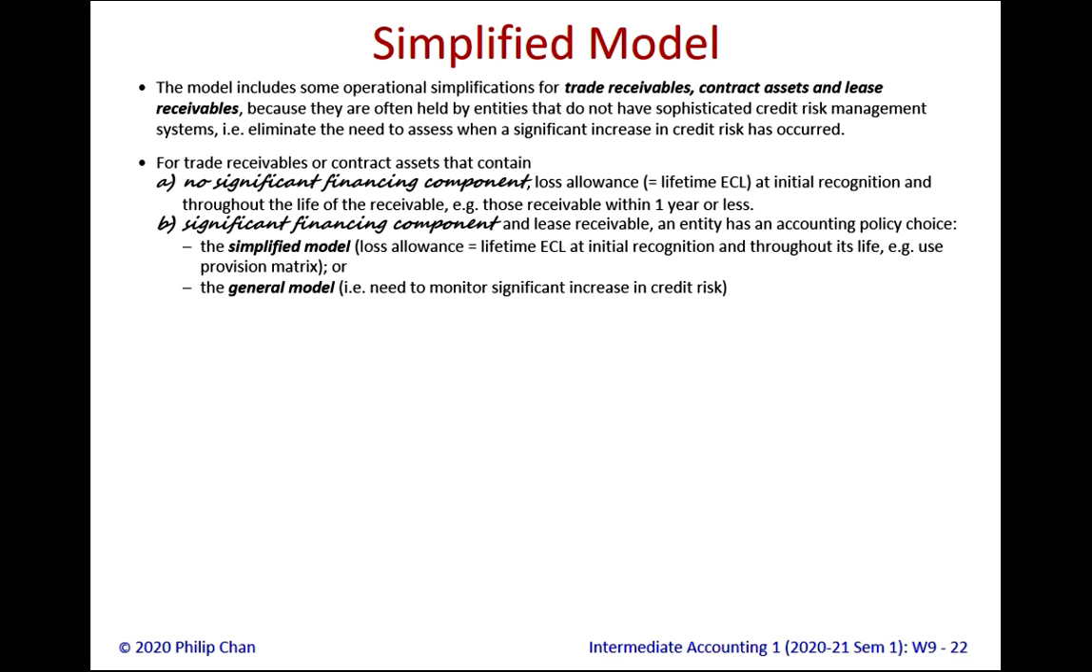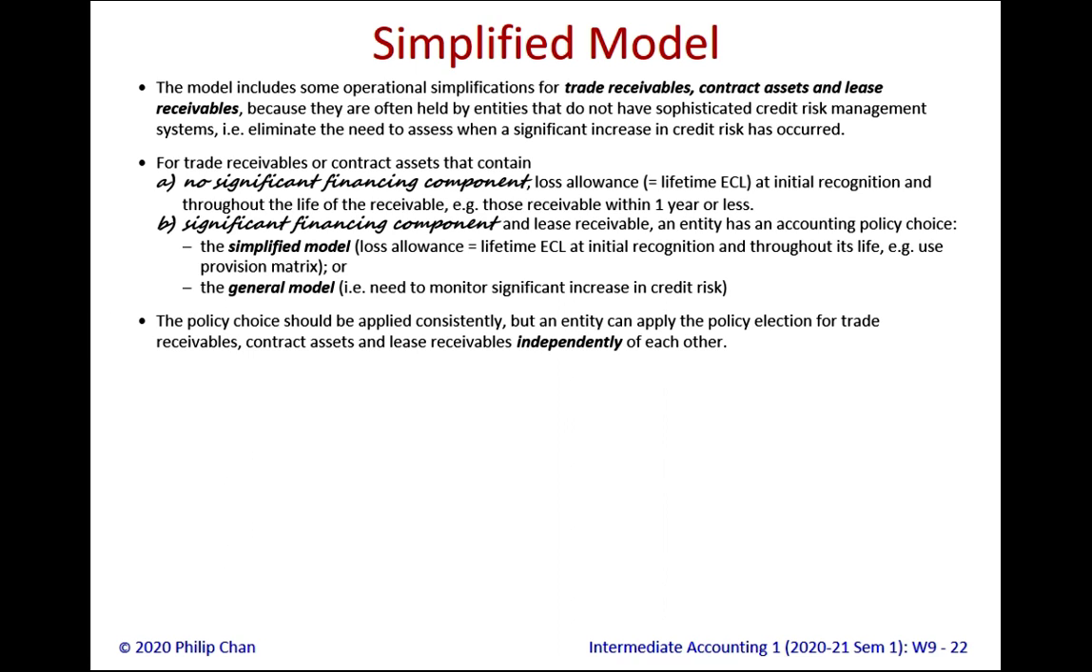Or when it contains a significant financing component, and also for lease receivables, the company will have an accounting choice between using the simplified model, which determines loss allowances equal to lifetime ECL at initial recognition and throughout its life, by using what they call the provision matrix, which I will show you an example of at the bottom of this slide, or simply applying the general model. That's a choice for the company, and this choice must be applied consistently. But the company can apply the policy elections for trade receivables, contract assets, and lease receivables independently of each other.